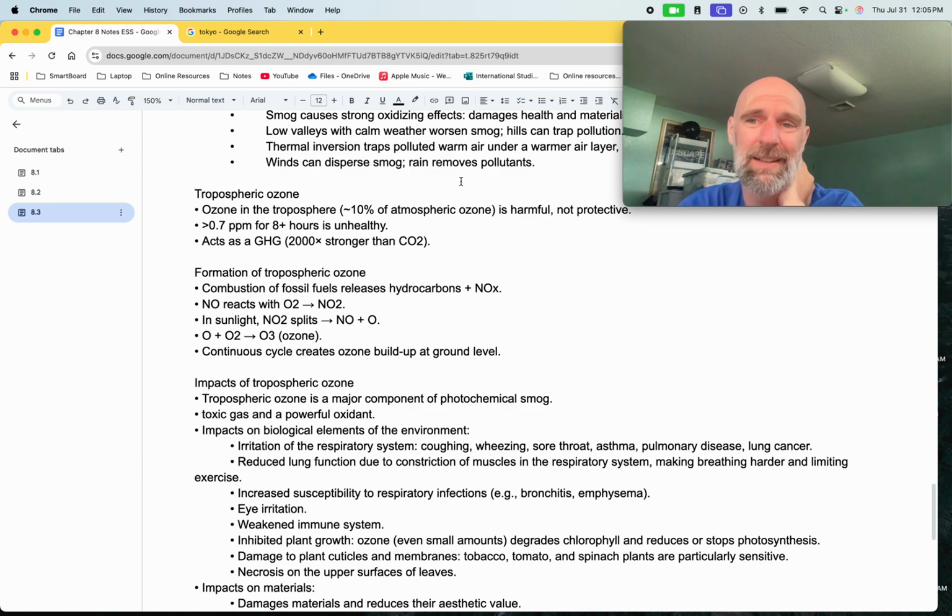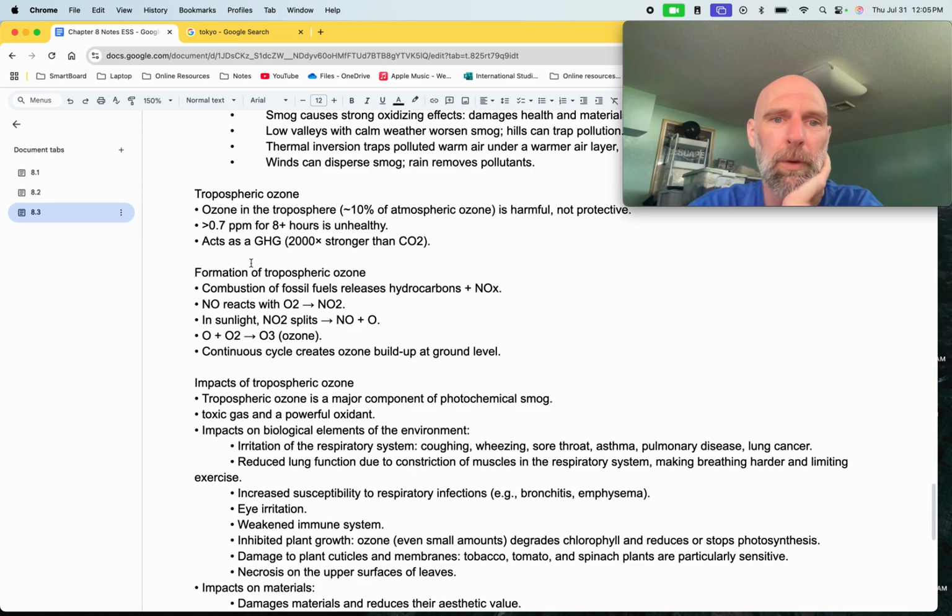Keep this in mind about the ozone. Yeah, ozone is great, right? Like the ozone hole is bad. But this is something you unfortunately have got to commit to memory: ozone in the troposphere is harmful, not protective. So, yep, it basically traps heat.